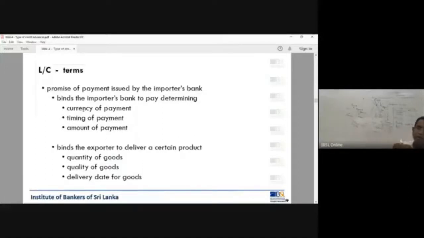And we don't have to wait forever. This LC is for a specific period, right? So these are the advantages for the importer and the exporter.